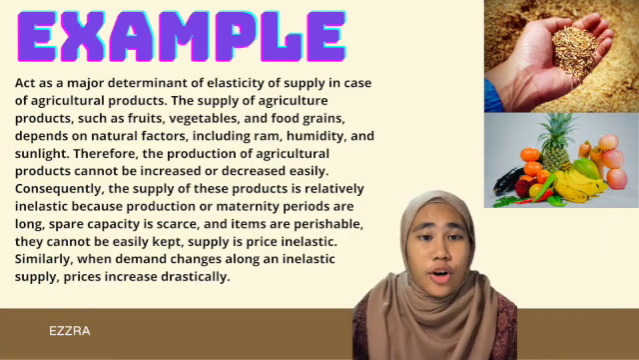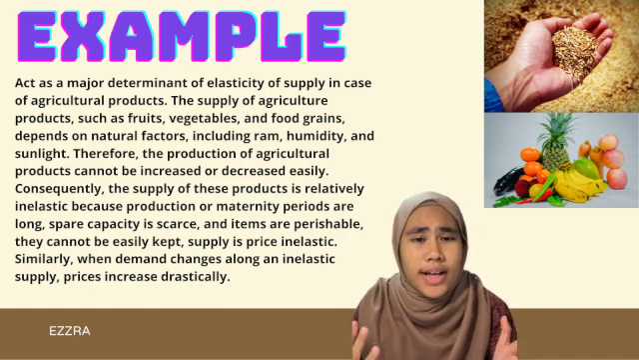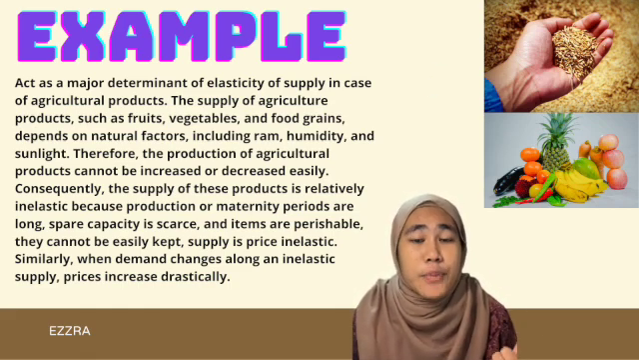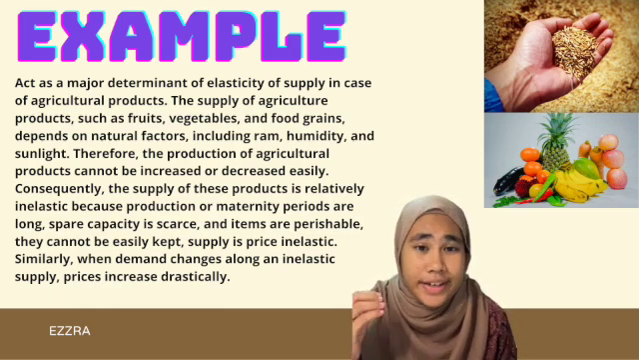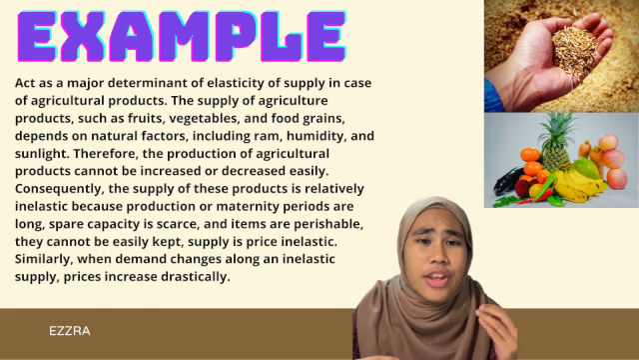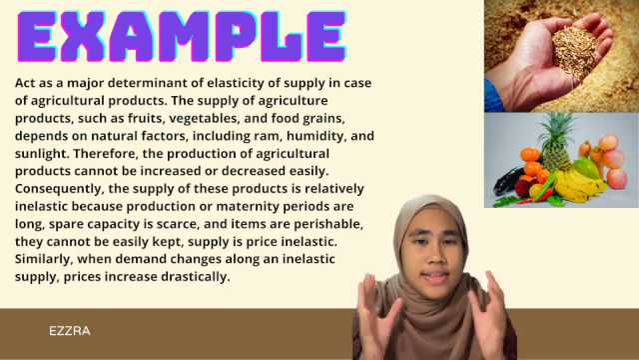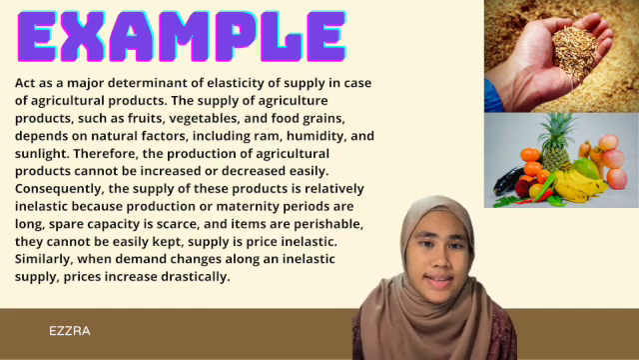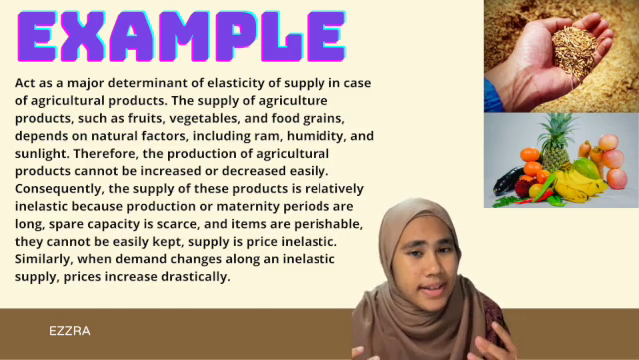Now, a major determinant of elasticity of supply in the case of agricultural products. The supply of agricultural products such as fruits, vegetables, and food grains depends on natural factors including rain, humidity, and sunlight. Therefore, production of agricultural products cannot be increased or decreased easily. Consequently, the supply of these products is relatively inelastic because production periods are long, spare capacity is scarce, and items are perishable, so they cannot be kept. So similarly, when demand changes along an inelastic supply, price increases drastically.